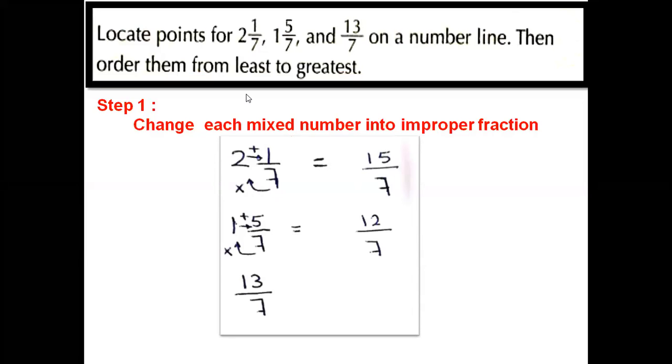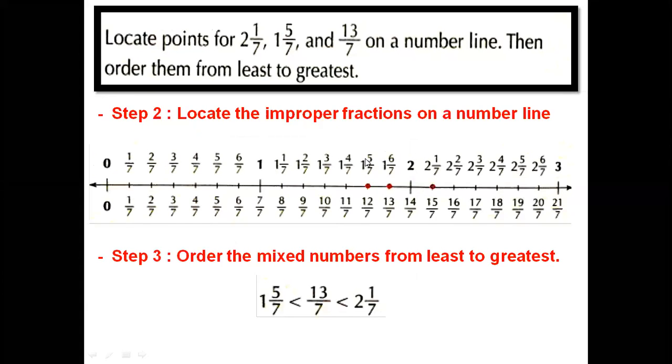So remember, 2 whole and 1 over 7. To change it, we multiply the denominator by the whole number. So 7 times 2 is 14, plus 1 is 15, and the denominator stays the same. The second mixed number, 1 whole and 5 over 7: 7 times 1 is 7, plus 5 is 12 over 7. So we wrote the mixed numbers as improper fractions. So we have 15 over 7, 12 over 7, and 13 over 7.